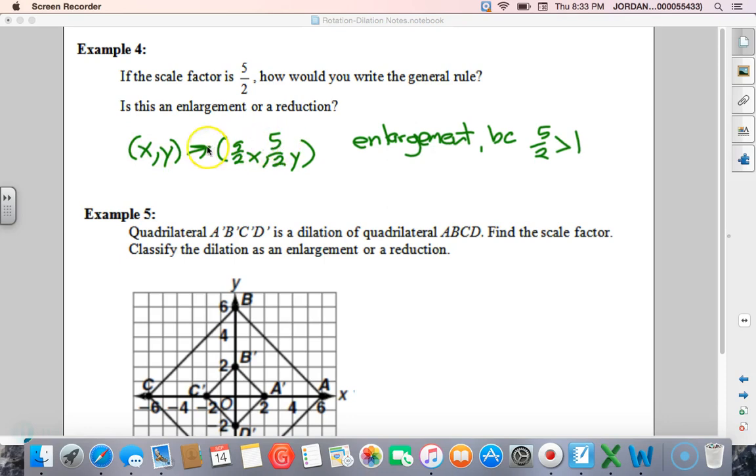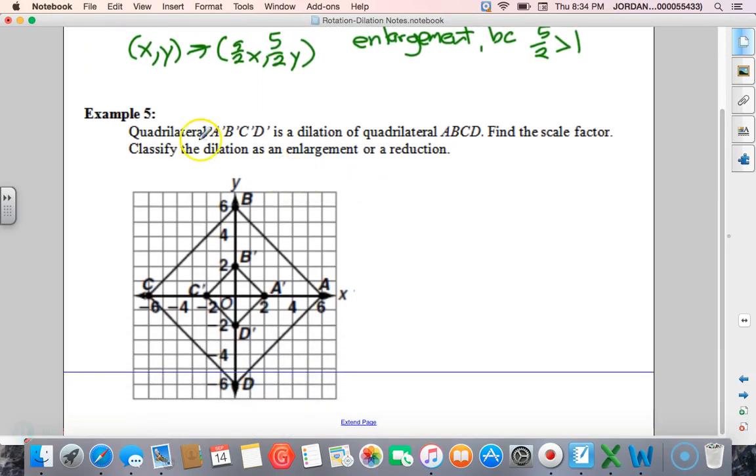But if you can see right here, this is the answer. (x, y) should translate to (5/2 x, 5/2 y). And this is an enlargement because 5/2, our scale factor, is greater than 1. If your scale factor is greater than 1, it's an enlargement. If it was between 0 and 1, then it would be a reduction. All right, let's keep on rolling.